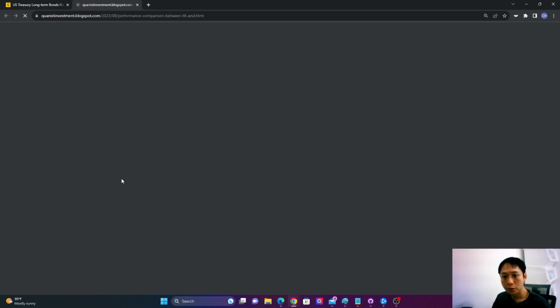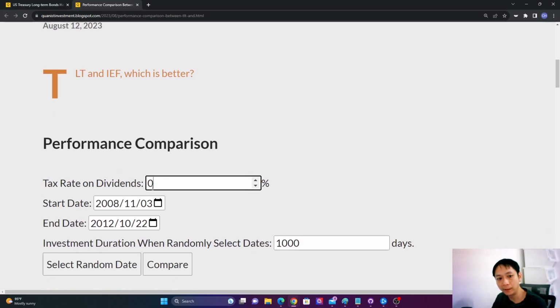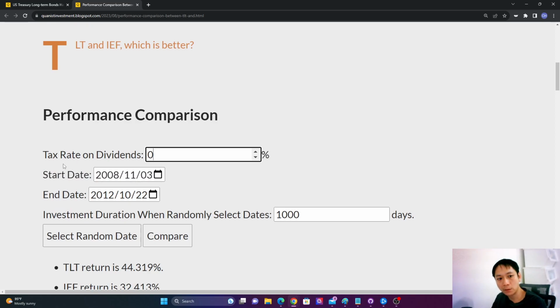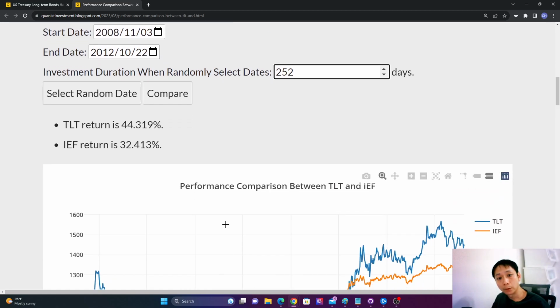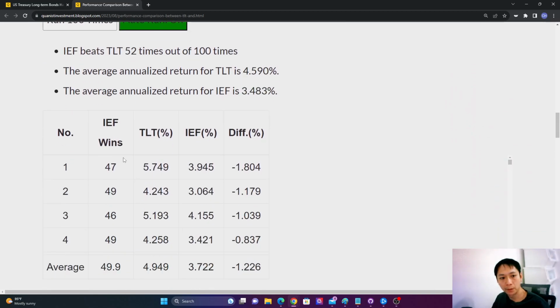Then I use the calculator I built. We randomly select the investment starting inception date. First, we input the tax rate on dividends to 0 and give it 252 days for investment duration. That's 1 year, so there are 252 trading days. So we just do the auto run. We see the result that the IEF has a 50% chance of beating the TLT. But something we are interested in is the TLT has a higher average return than the IEF.